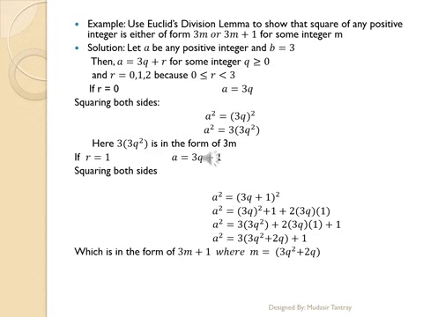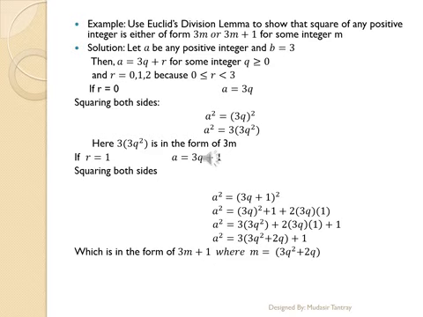Example: use Euclid's division lemma to show that the square of any positive integer is either of the form 3m or 3m plus 1 for some integer m. Solution: let a be any positive integer and b is equal to 3. Then a is equal to 3q plus r for some integer q greater than or equal to 0 and r is equal to 0, 1, 2 because 0 is less than or equal to r is less than 3.